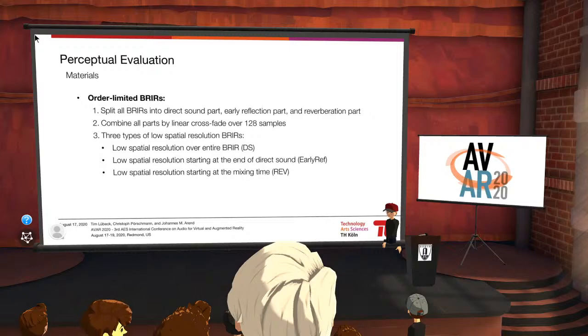Then the second type was the early reflection condition. This has high resolution in the direct sound, but order-limited resolution in the early reflections and the reverberation. And then the third type was the reverberation condition, which has reference, so high resolution in the direct sound, high resolution in the early reflections, but low resolution in the reverberation.